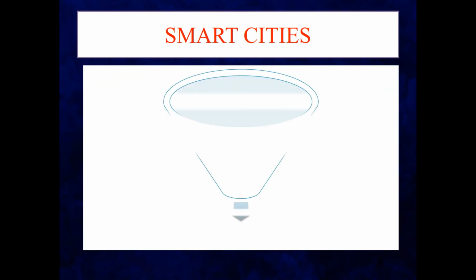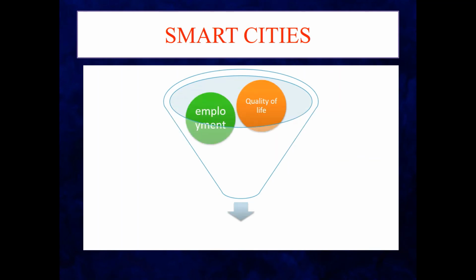By the merging of these three, like quality of life, employment, and environment sustainability, by these three merging, we found a smart city. If we find these three features well combined, and well implemented, we found a smart city.